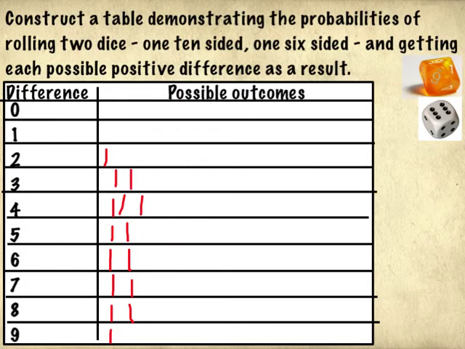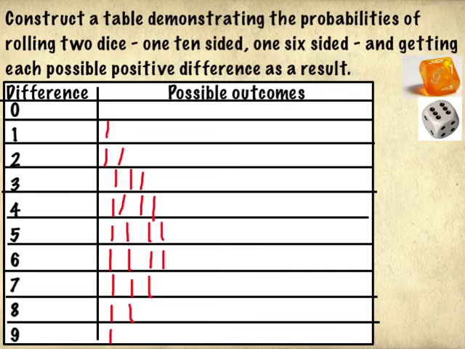8 minus 4 is 4. 8 minus 3 is 5. 8 minus 2 is 6. 8 minus 1 is 7. If I roll a 7, I could get 7 minus 6 is 1, 7 minus 5 is 2, 7 minus 4 is 3, 7 minus 3 is 4, 7 minus 2 is 5, 7 minus 1 is 6.